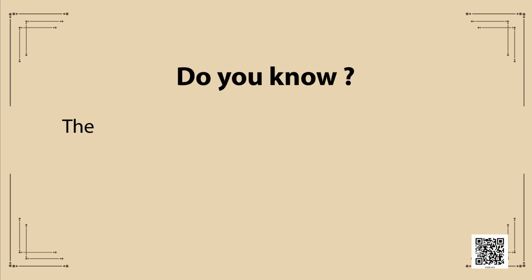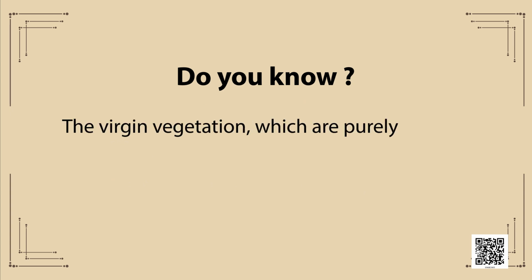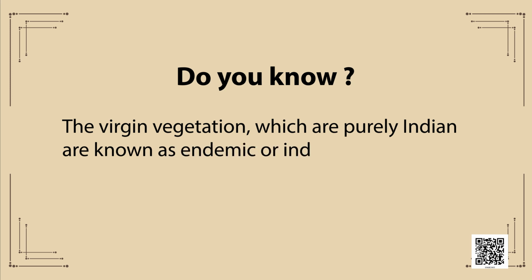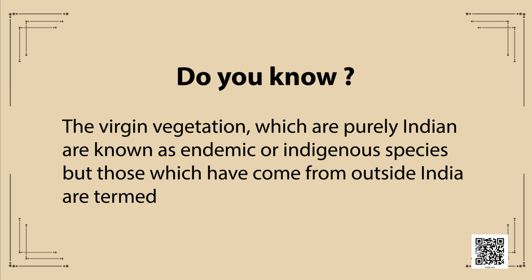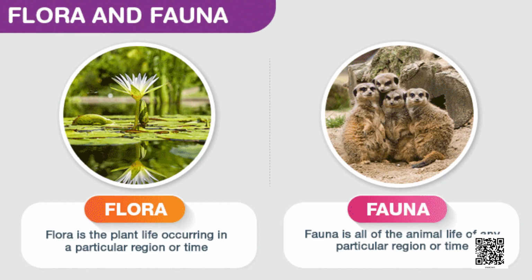Children, do you know the virgin vegetation which are purely Indian are known as endemic or indigenous species, but those which have come from outside India are termed as exotic plants. Children, you must have heard the terms flora and fauna in the previous classes. The term flora is used to denote plants of a particular region or period. Similarly, the species of animals are referred to as fauna. The huge diversity in flora and fauna kingdom is due to a number of factors.